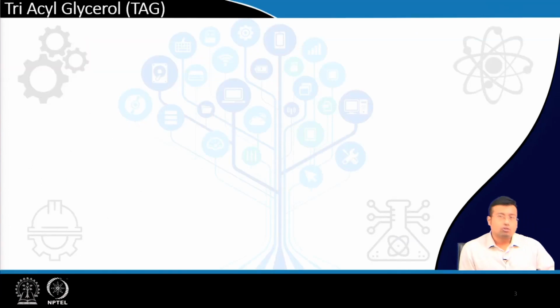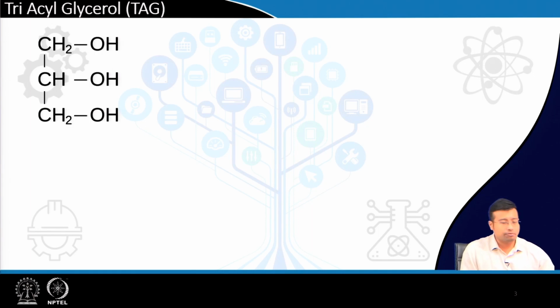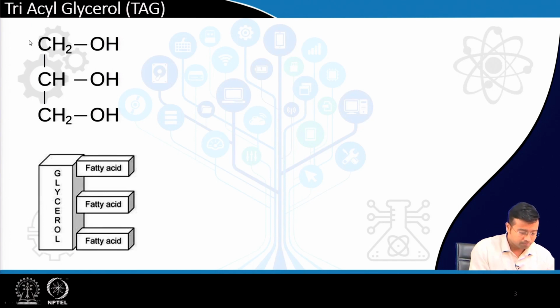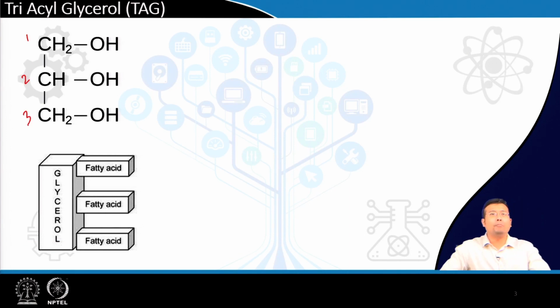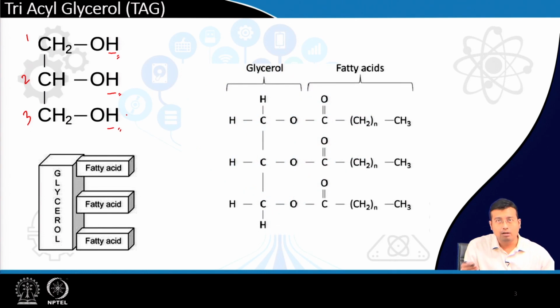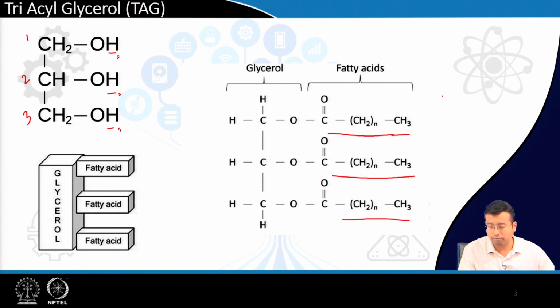To start with, what is triacylglycerol? This is the structure of glycerol. What is glycerol? It is 1, 2, 3 propane triol. Now, we can attach a fatty acid molecule to each of these positions. We can simply replace the hydrogen of this OH group with a fatty acid. Then we get this molecule where each fatty acid molecule is referred to as an acyl group.